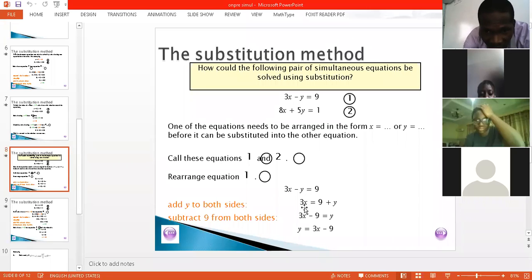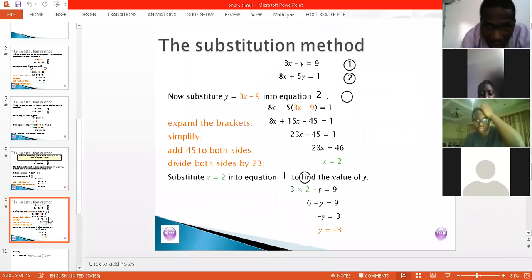Take y to the other side: 3x is equal to 9 plus y. Then bring 9 to the other side: you have 3x minus 9 equals y. So when you rearrange it, you have y equals 3x minus 9. Once you have done that, it means your y equals that set of terms. So that is what you will now substitute into the next equation. All right. So since we have y to be 3x minus 9, we substitute into equation 2.